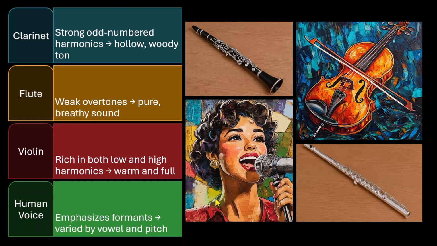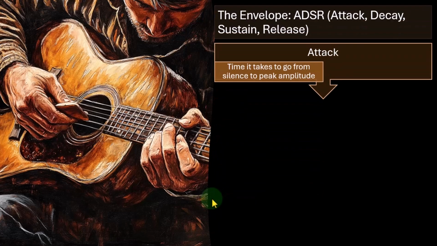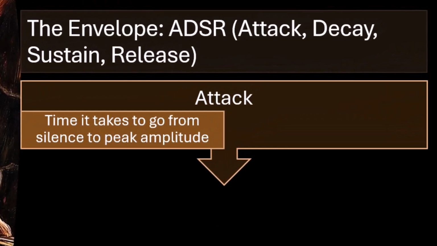So the human voice emphasizes formants, varied by vowel and pitch. Okay, so we have the ADSR. Remember, that's going to be the attack, decay, sustain, release. What is the attack? The time it takes to go from silence to the peak amplitude. So if you're on a guitar and you pluck the guitar, there's going to be silence, and then it's going to go to some peak.